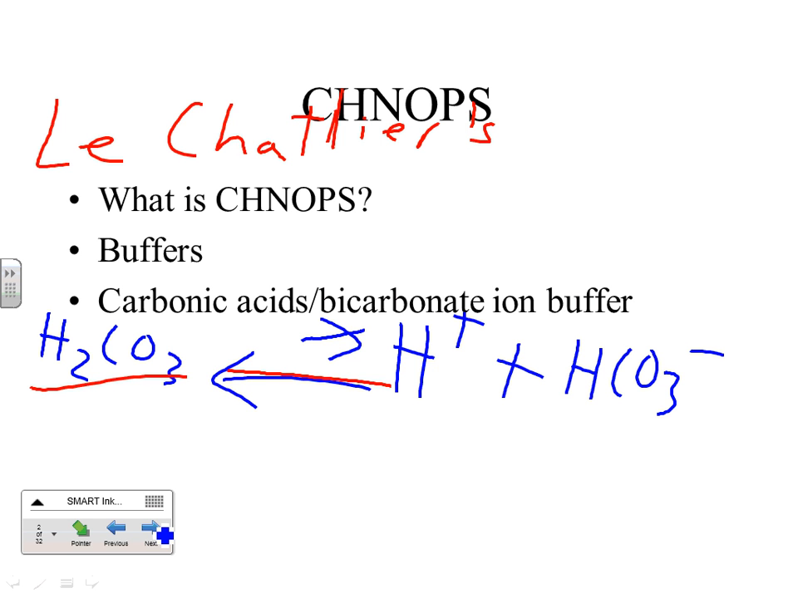What's this way doing, left or right? It's releasing it. So it slows down the release of H plus, speeds up what? The storing of H plus. So that the H plus levels drop back down to where they need to be.